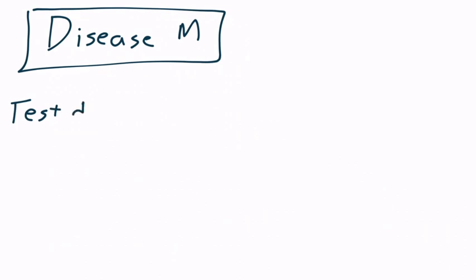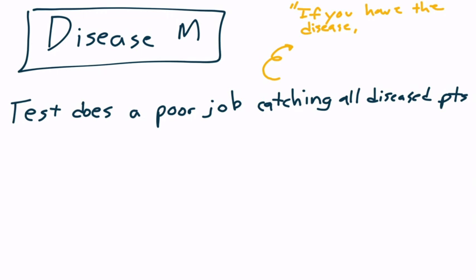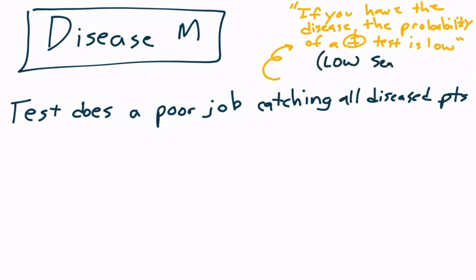So we are talking about a hypothetical disease called disease M. The doctor states that the test for diagnosing disease M does a poor job of catching all of the diseased patients. In other words, if you have the disease, the probability that your test will be positive is low. So what does this describe? Sensitivity.